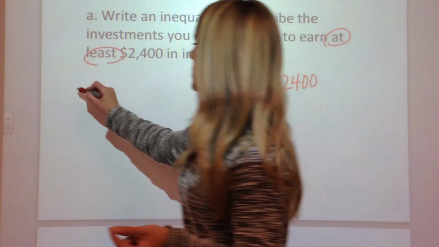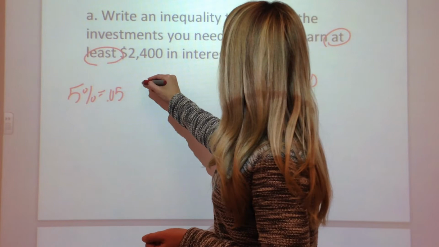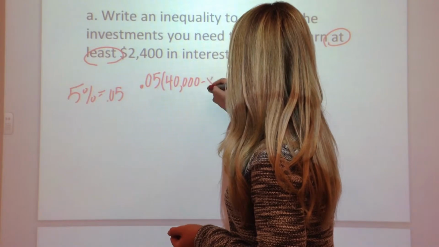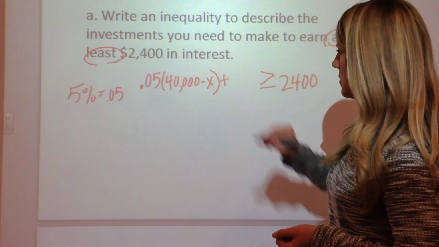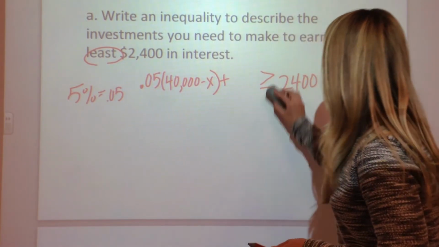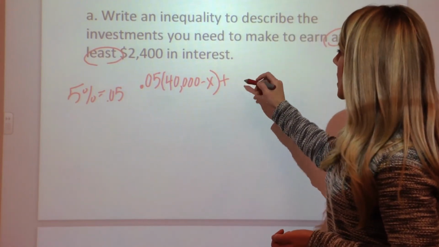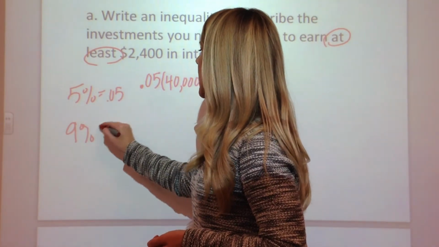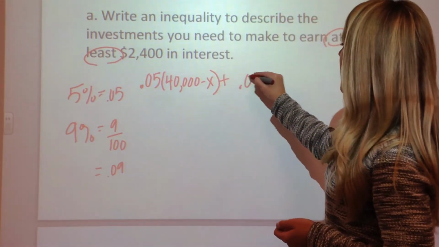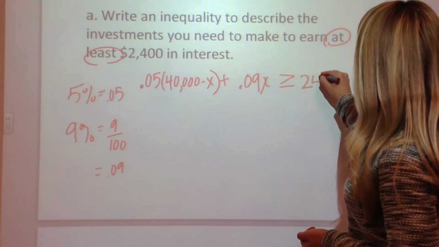So 5%, 5 out of 100 is equal to 0.05. So we know we have 0.05 times the amount that we put in the bank. Plus, so this is our investment. Whatever we get back on that, plus what we are going to make from our brother. So let me actually move this so I have more room. Our brother, whatever we lent him, is going to give us 9%. So 9%, 9 out of 100, or 0.09. So 0.09 of what we give our brother. At least $2,400.